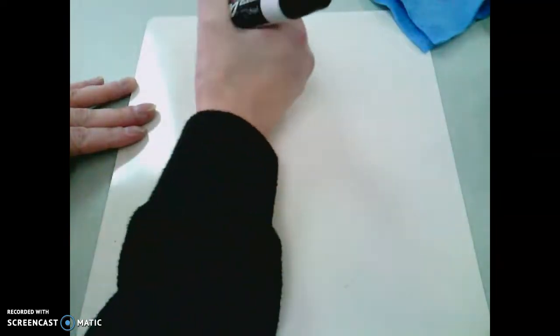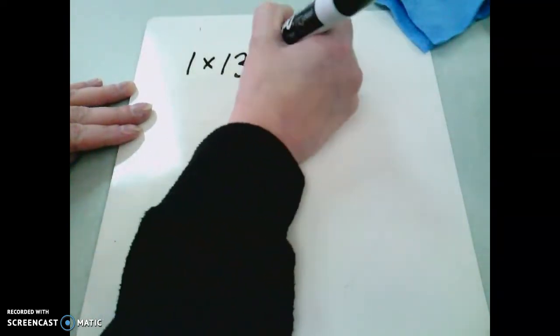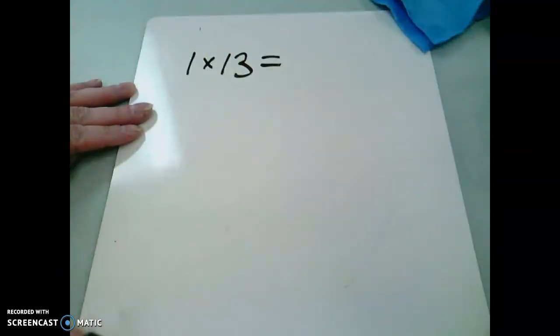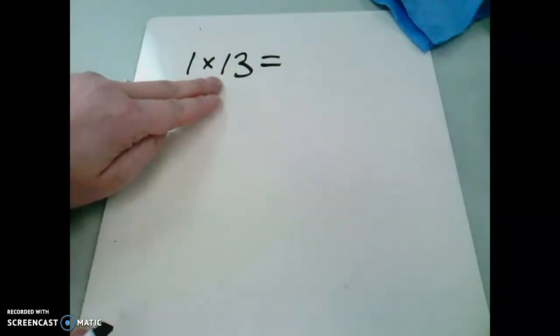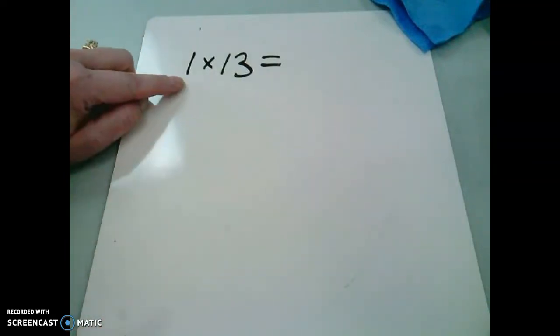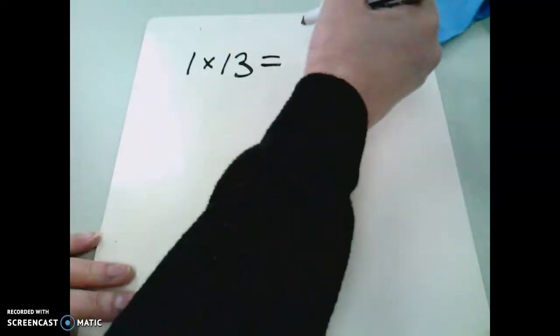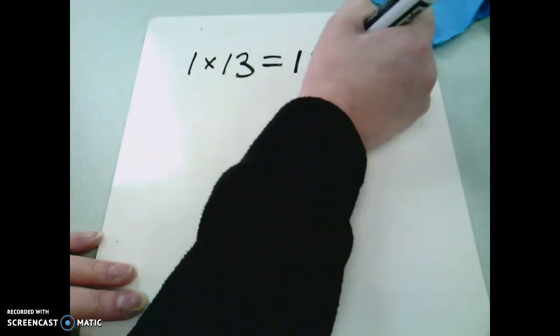Hey kiddos, you're going to be doing some multiplying today, and I want to just show you a few things. So if I had the problem 1 times 13 equals what? Well, even though it's a 2-digit number, you should remember your ones thing. So anything times 1 is the other number. So 1 times 13 is going to equal 13.